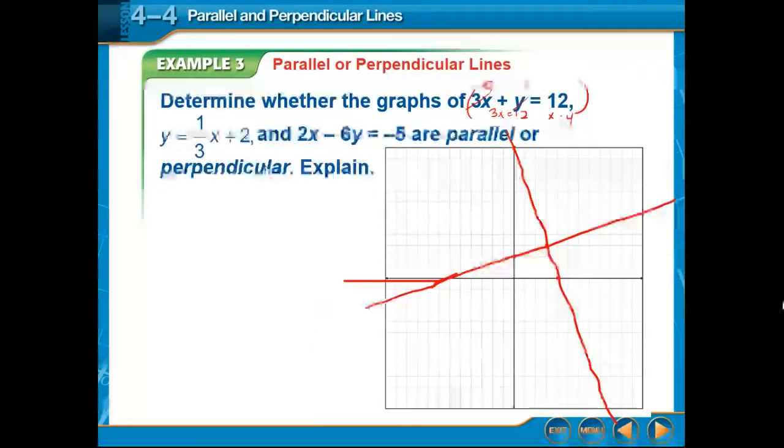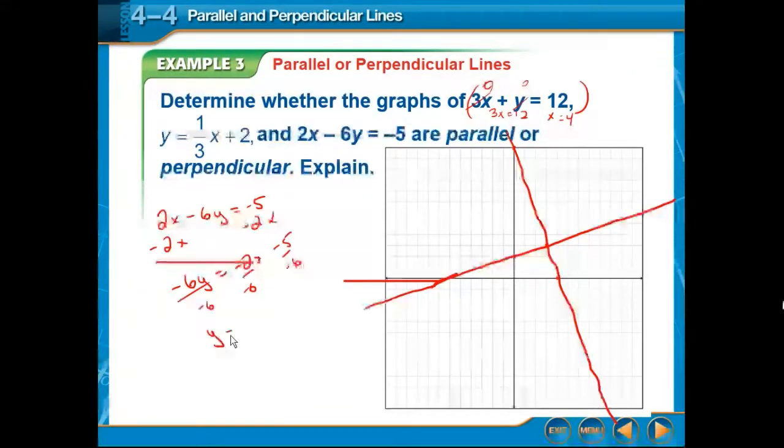Okay, and then if I want to graph this one, 2x minus 6y equals -5. If I get y by itself, by subtracting 2x, I get -6y equals -2x minus 5, and divide by -6 each part, and I get y equals 1/3 x plus 5/6. So I start at 5/6, which is about there. And I go up 1 and forward 3. And I keep following that pattern.